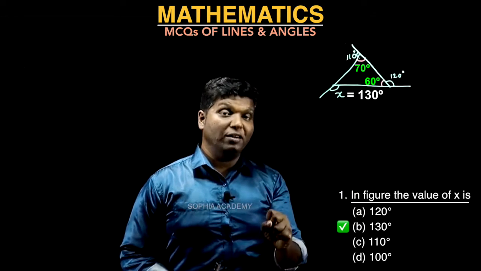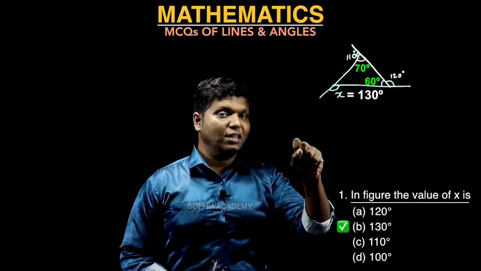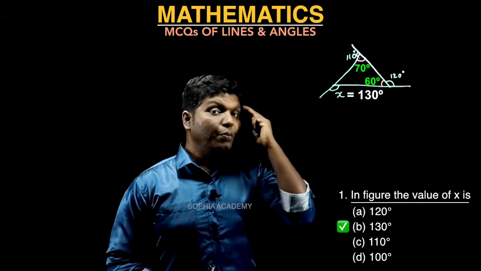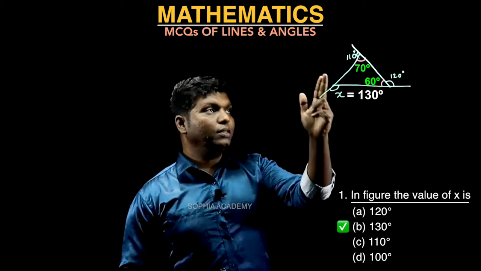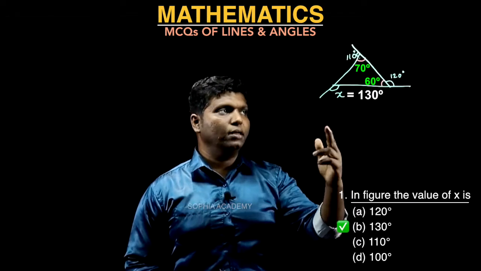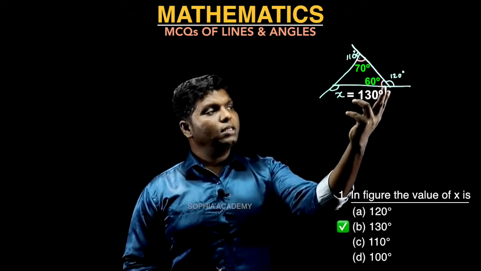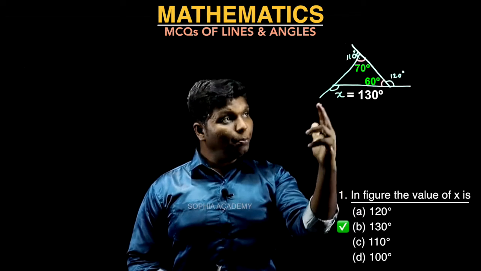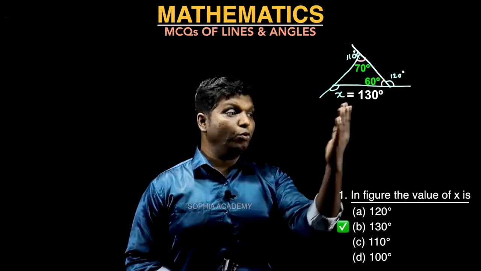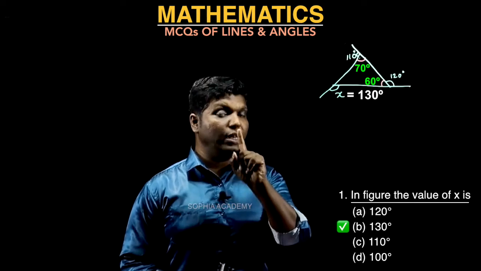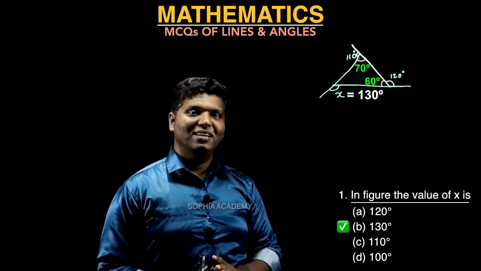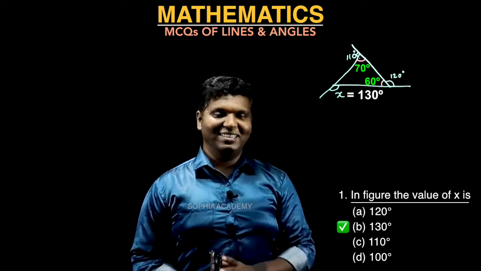Just by drawing the figure, you can understand that. If you draw the figure, you will get an idea whether these two angles are in a linear pair. From the given information, how to bring it to the non-information, that is a very important thing. So there it is: the value of x is 130 degrees.